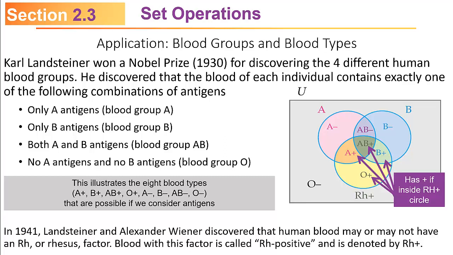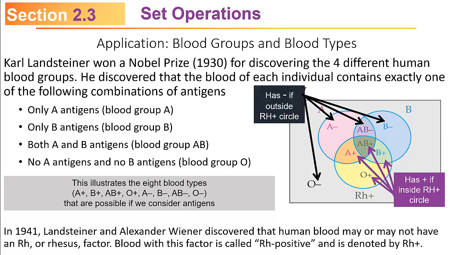Anything that's inside the Rh positive circle is going to have a plus. Anything that's not inside of the Rh circle will have a minus. So when you're assigning pluses and minuses, anything that has a presence inside of the Rh plus circle is going to have a plus. Everything else has a minus.